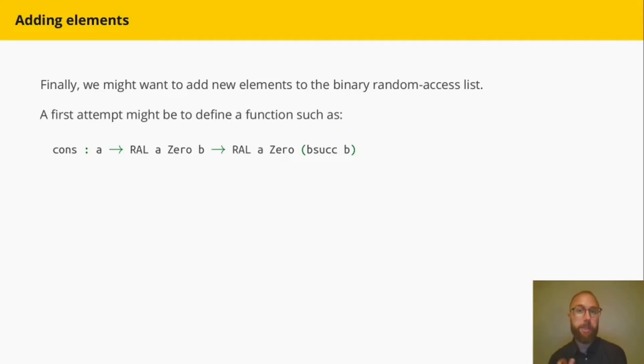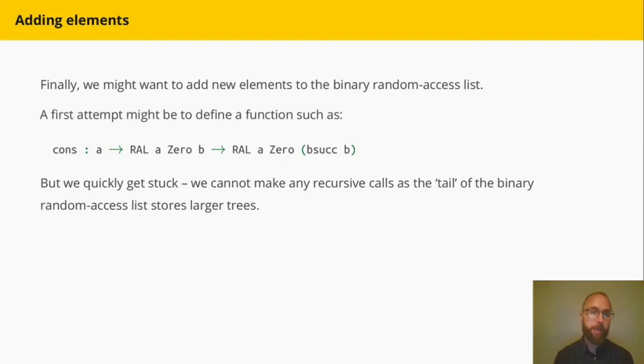So we've incremented the number of elements, which is represented by the binary number B. But if we try this, we get stuck quite quickly, as we need to make a recursive call. The tail of the binary random access list actually has larger trees, and we're trying to add an A, which no longer lines up.